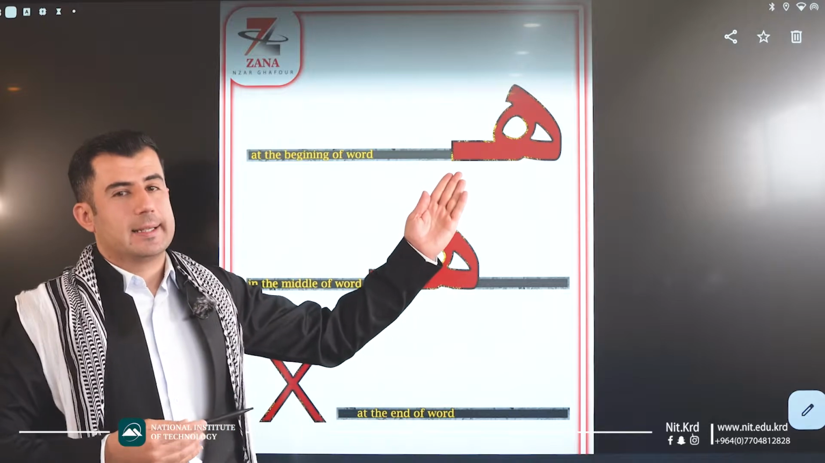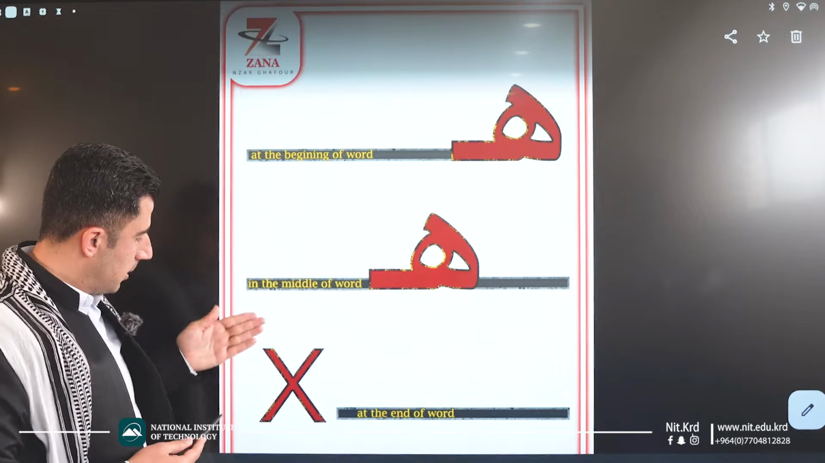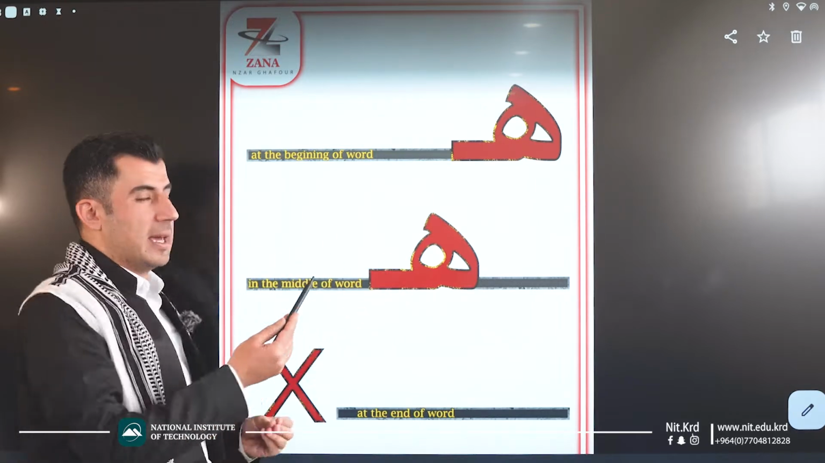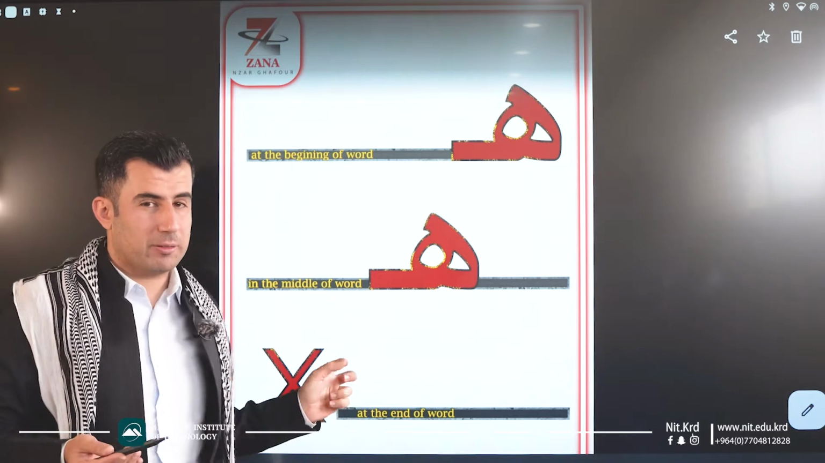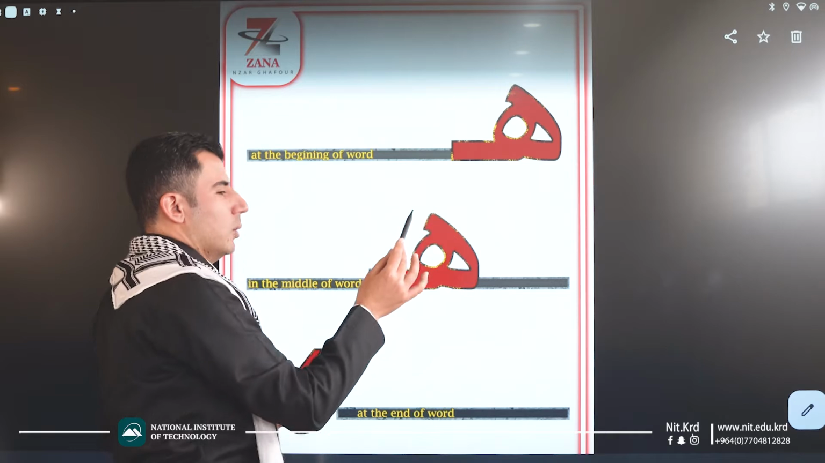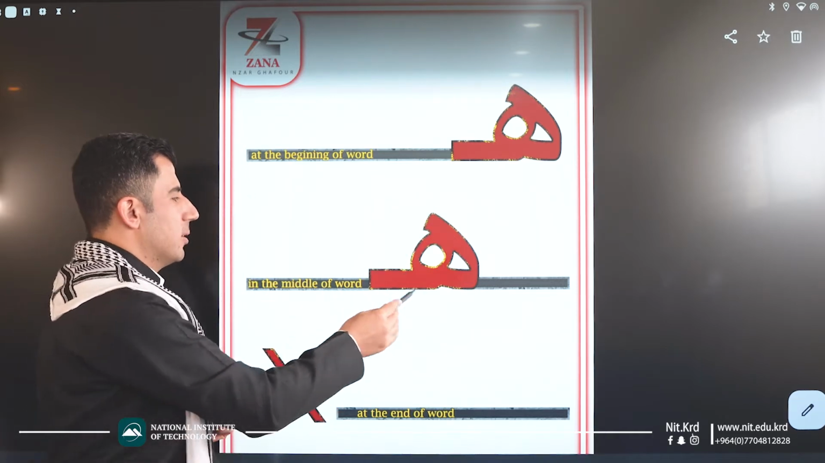This one is he. But unfortunately, we do not have he like this at the end of the word. Be careful of this one. We have it just at the beginning of the word or in the middle of the word, but we do not have it at the end of the word.